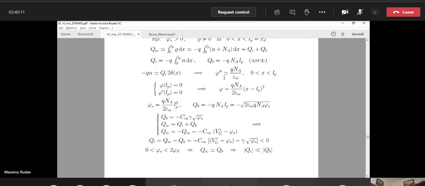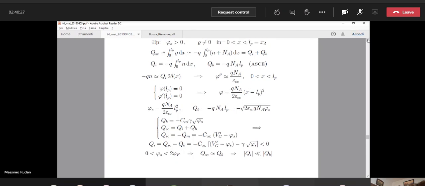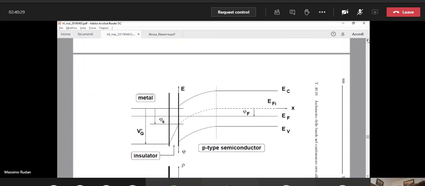At this point, this second order equation is immediately solved. It gives you a parabola. So this is the form of the electric potential in the depleted region. By the way, it is qualitatively a sort of parabola, okay? It's this solution, okay?